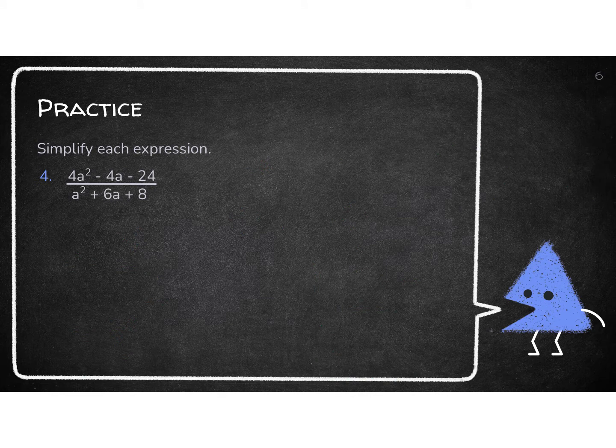Okay, last problem here. So I have these 2 expressions that I'm trying to simplify. So I'm going to write the top one down first. So I have 4a squared minus 4a minus 24. First things first, do they have a GCF? Well, yes, in this case they do. They both have a 4 in common. So I'd have 4 times a squared minus a minus 6.